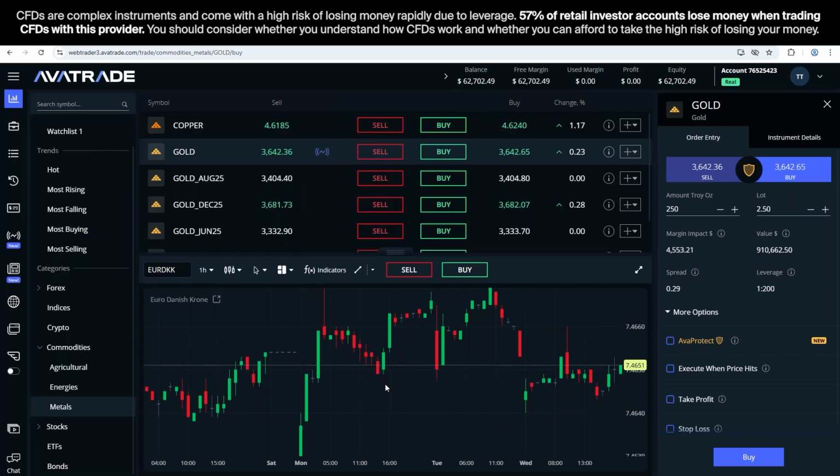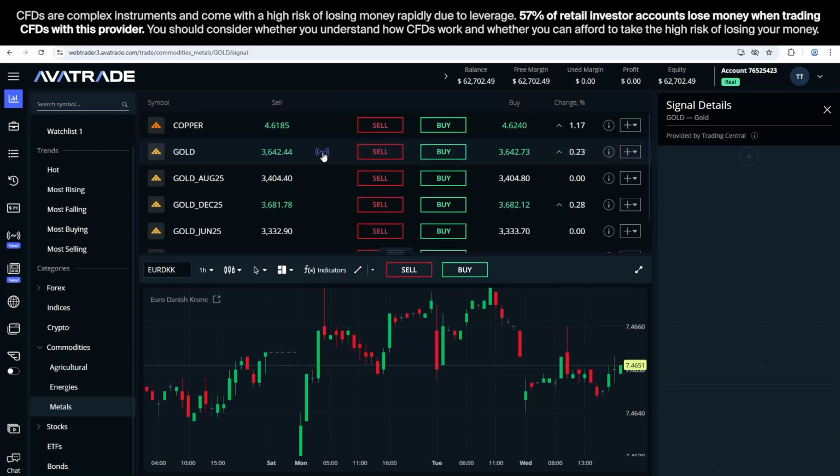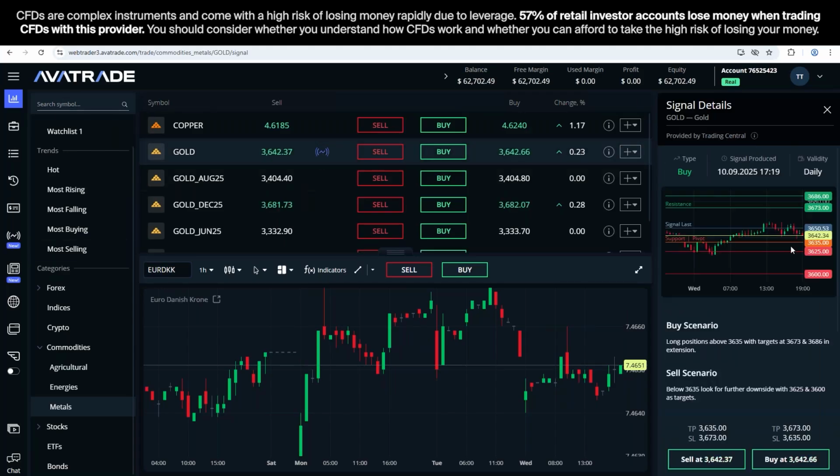Now, if we want to bring up the gold chart, first let's click on the signal, and it's a buy signal. Doesn't surprise me with what we just talked about. Okay, the fundamentals say buy gold. It went rushing up to all-time highs, and it's actually pulled back a bit today.